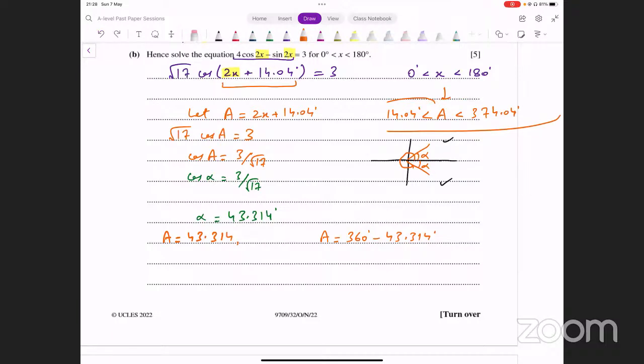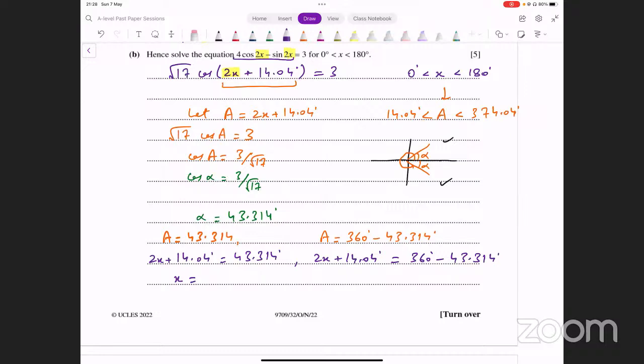अब आप क्या करोगे, वापस इसको x में ले जाओगे. a क्या था, a was actually 2x plus 14.04. तो उस a की जगह पे वापस डाल दिया दोनों इक्वेशंस के अंदर. So we have 2x plus 14.04 here as well. On the other side we have 360 minus 43.314. Solve these two equations and find the values of x from this. ये आपके पास इसके final results आ जाएंगे.